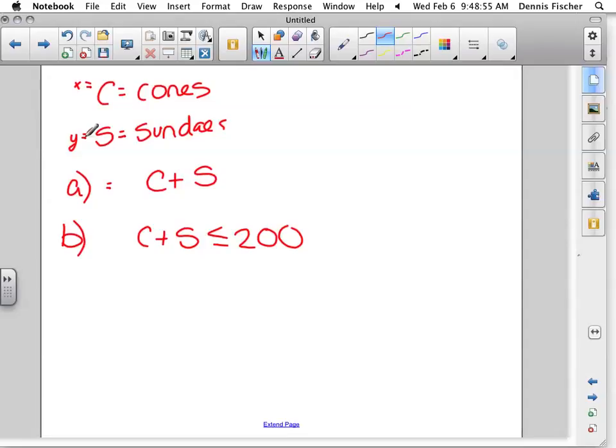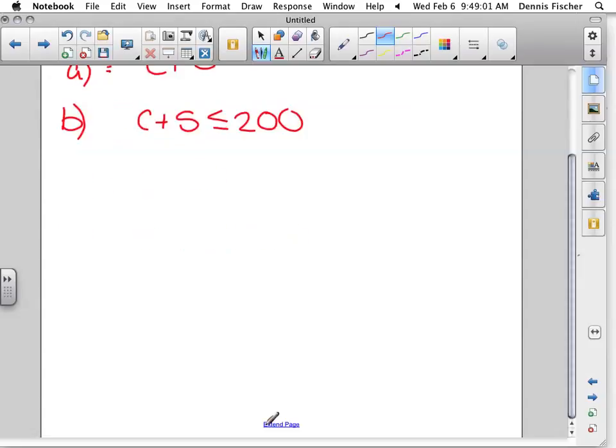Well, but on this graph it wouldn't be, because they're both 1 and 1 here. So now if I was graphing this one, now there's a couple ways of graphing this. I'm going to put over here, here's my cones, here's my Sundays, I'm going to label my axes, C and S.